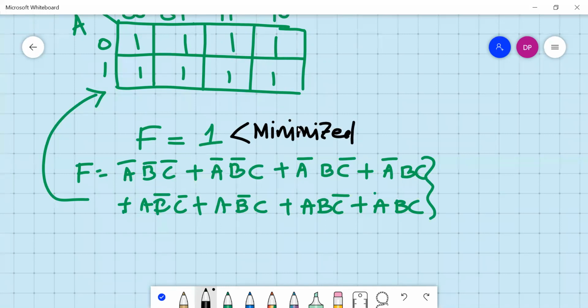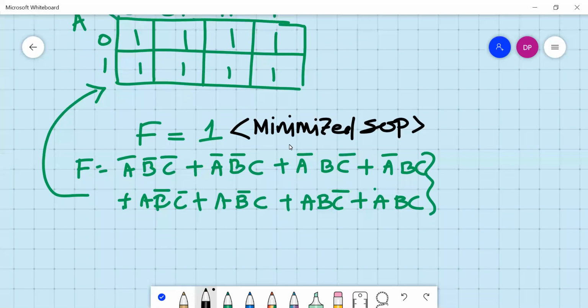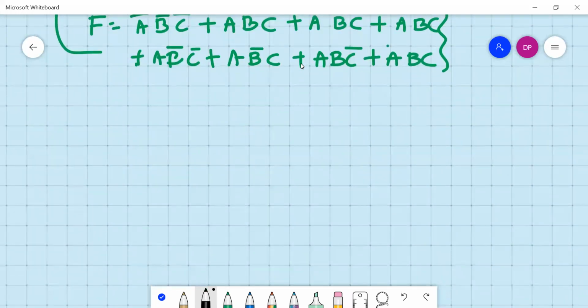The minimized sum of product expression will be 1. Similarly, in the four variable scenario also, if you have 1 in all the cells, the answer will be 1. Okay, so let's move today to 5 variable K map. Let's learn today 5 variable K map.